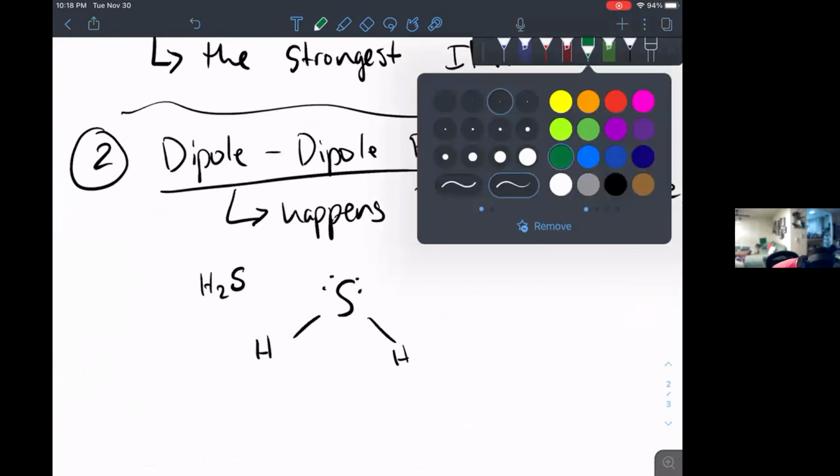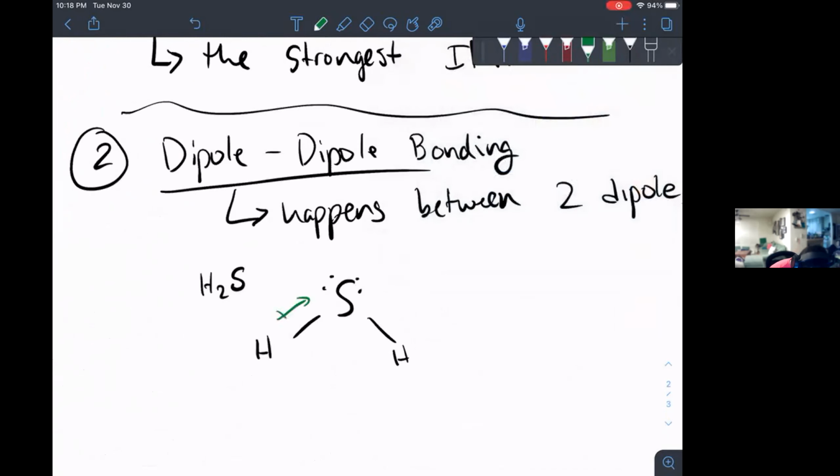So this is going to form a dipole, same as H2O, except it's going to be weaker. So the partial positive here is so much smaller than that of water, and the partial negative is so much smaller than that of water. So while this is very similar to hydrogen bonding, this one doesn't need hydrogen. It just needs any dipole. And second, this overall force is going to be weaker.